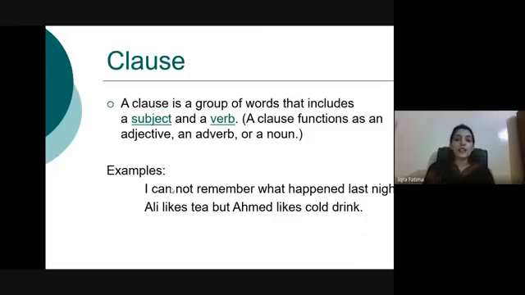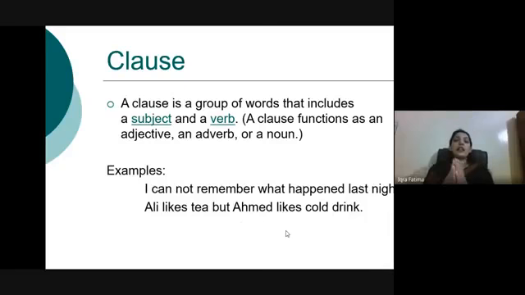Okay? An example is: I cannot remember what happened last night. What happened last night is a clause, and I cannot remember is another clause. Now you can see in these two clauses we have a subject and we have a verb. We have the subject, a verb, what as a pronoun, and happened again is a verb here. Ali likes tea, but Ahmed likes cold drink. Ali is the subject and likes is the verb. Again, Ahmed is the subject and likes is the verb.